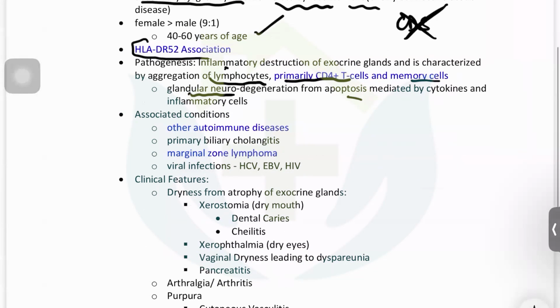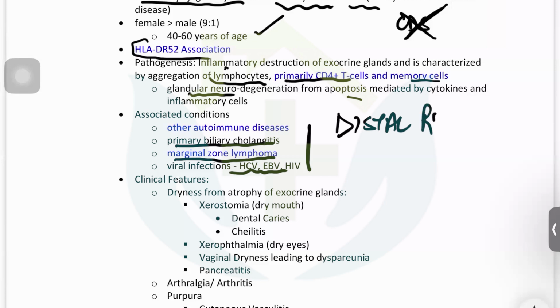There are certain associated conditions that you should be worried about. One is primary biliary cholangitis, PBC, very common. Marginal zone lymphoma, viral infections like HCV, EBV, HIV, and one more thing, that is distal renal tubular acidosis. Why am I saying it?